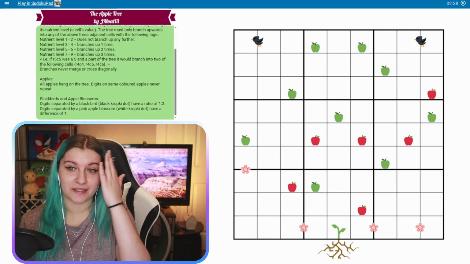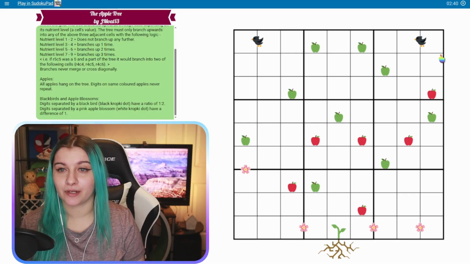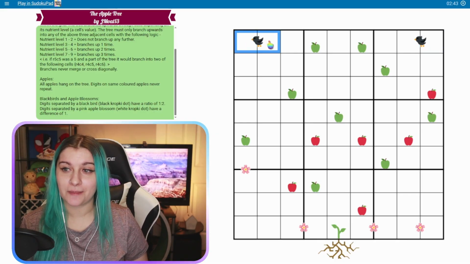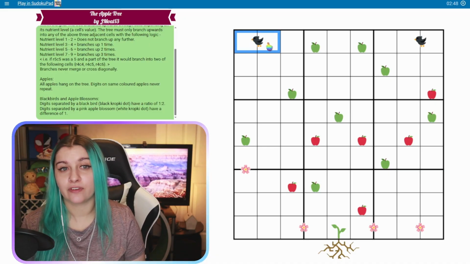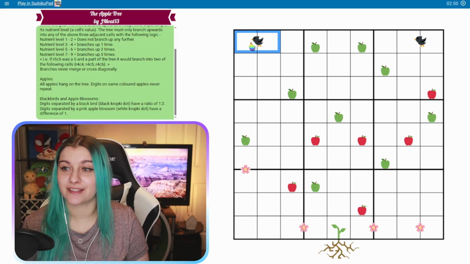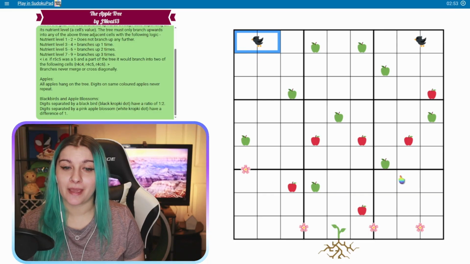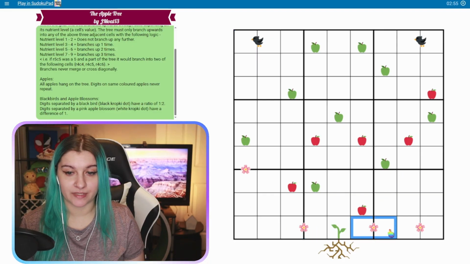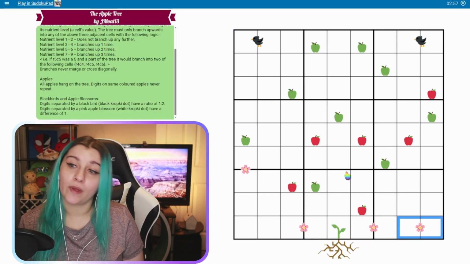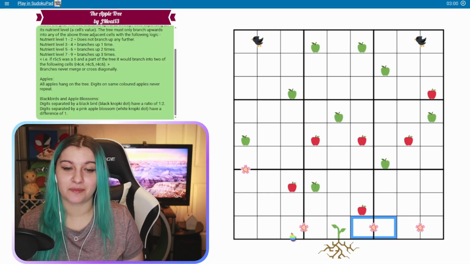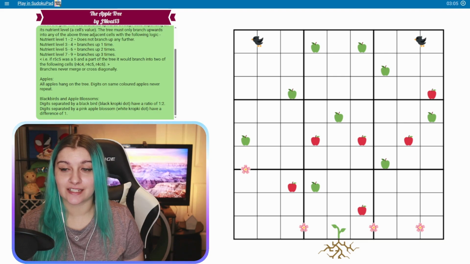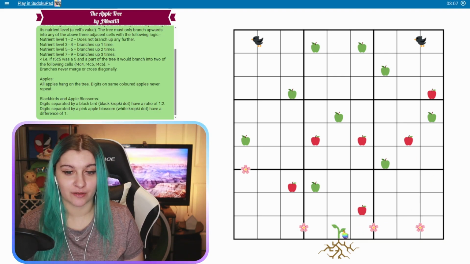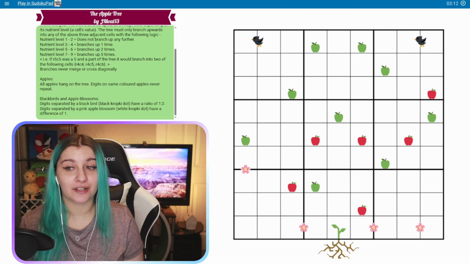Blackbirds and apple blossoms. Digits separated by a blackbird, which are kind of like a black Kropke dot, have a ratio of 1 to 2. So this could be 1 and 2, 2 and 4, 50 and 100, something where one number is double the other. Digits separated by a pink apple blossom, like at the bottom down here, are like a white Kropke dot, and they have a difference of 1. So these are going to be 2 consecutive numbers here. Sounds good to me. And this is like a line drawing puzzle. So we're going to start here and kind of branch up in different directions to grow our tree.